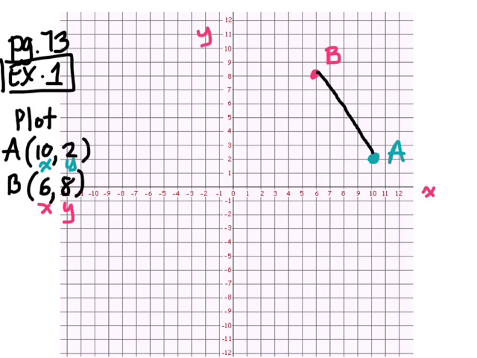Okay, and what we're going to be doing today is finding the midpoint of this line segment. What do you think midpoint means? We want to know where the middle of this line is. There's actually a formula that we're going to use to figure out where the middle of this line is. What we're actually doing is trying to find the average, the middle between the 2 points.